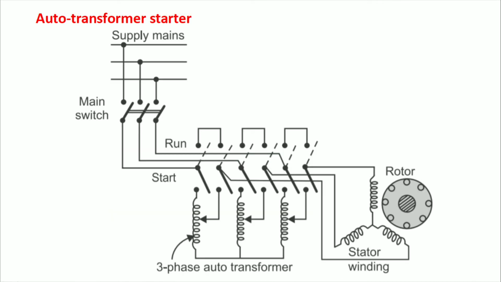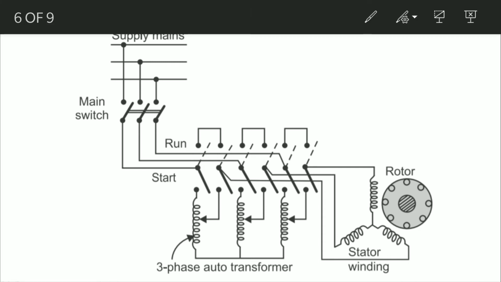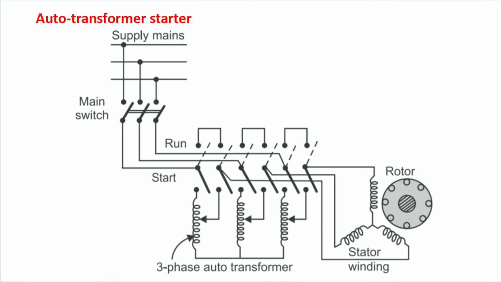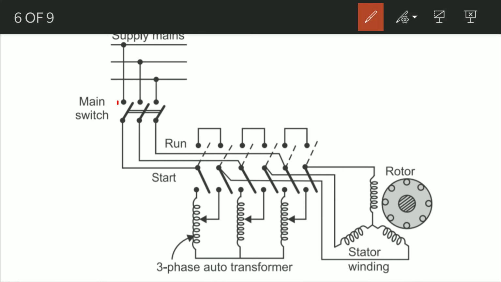Now let us discuss how it works. Firstly, the 6-pole switch is used here. The same main switch is switched on. These terminals are closed by switching on the motor, and at the time of starting we have these 6 terminals closed.